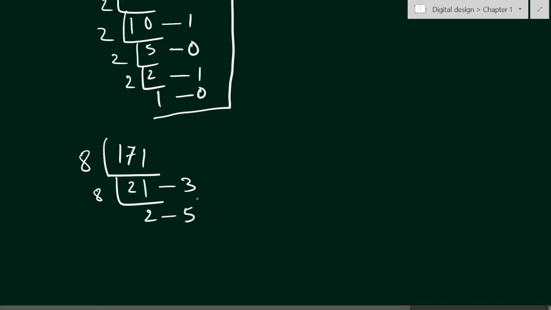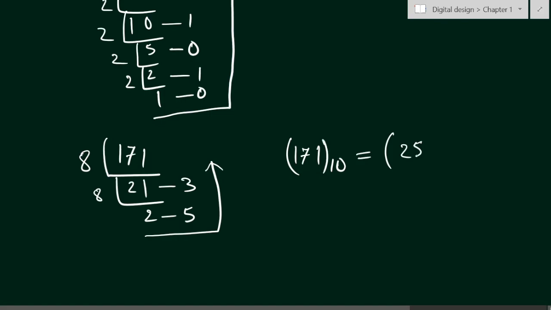Okay. So what will we have? This is the remainder, and this 2 is less than 8. So you have to write in this manner. Okay, so here we'll have 171 in decimal number system is equal to 253 in octal number system. So we have converted this decimal number by dividing by 8 and we have written the remainders from bottom to top. Okay, and we have got this octal equivalent.